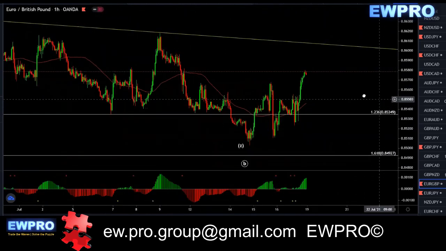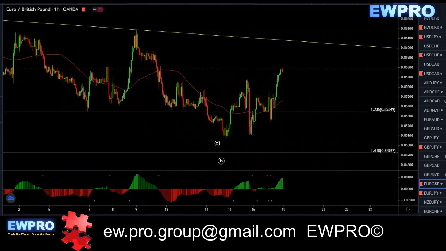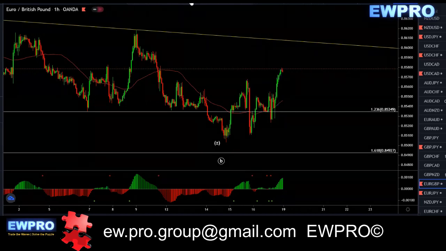Looking at the H1, we can look at it as a contracting flat for an A, B, C. It's not giving any bearish divergence. So if you do get a flag in here, you can look for the buy up to the 161.8. If I just draw that on here.